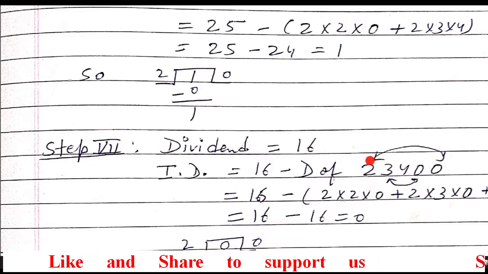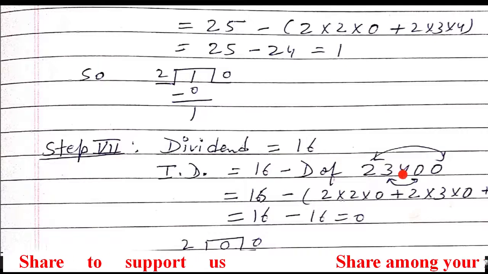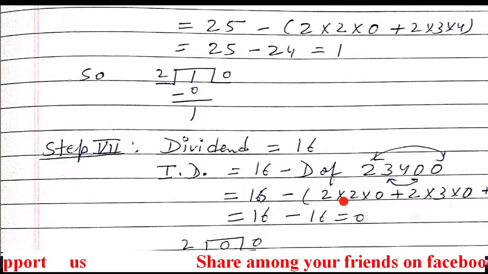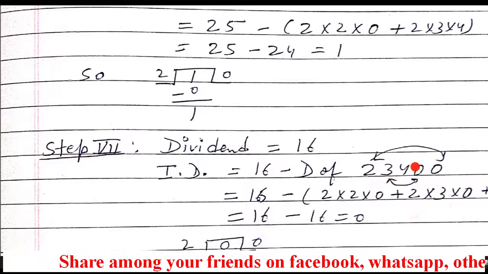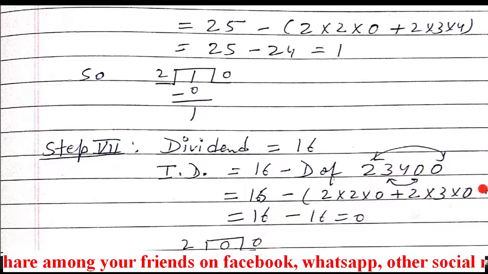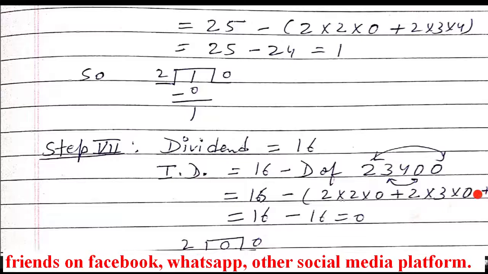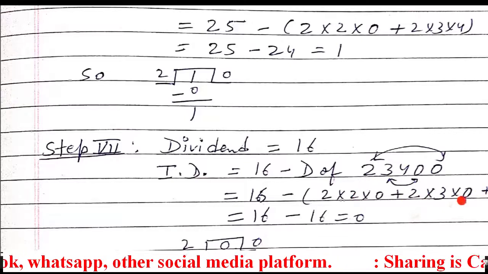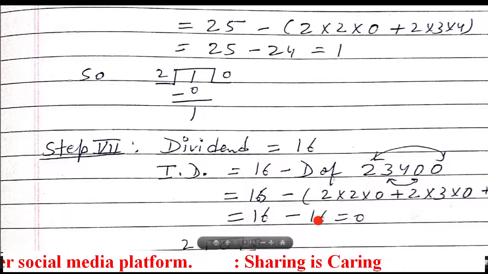So we'll make pair from extreme. So 2 and 0 in the pair, then 3 and 0 in the pair, and 4 is alone. So those who are in pair, with them 2 will come. So 2 into 0, then 2 into 3 into 0, and 4 is alone. So here plus 4 square will come. So you just write down here plus 4 square. So this is also 0, this is also 0, and here 4 is hidden. 4 square is 16. That's why here 16 came.